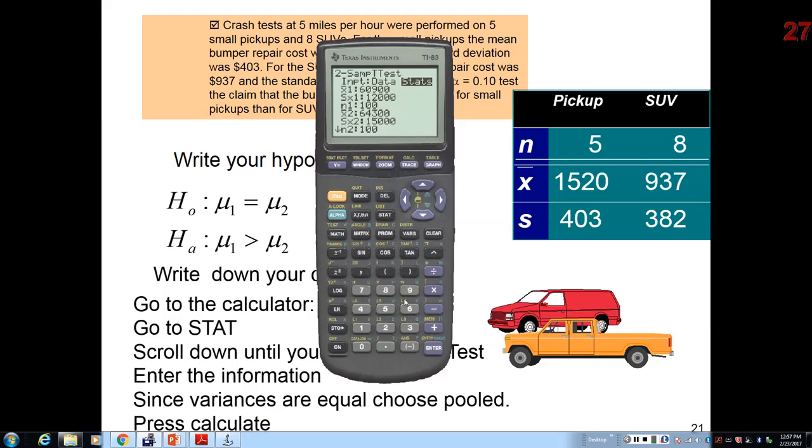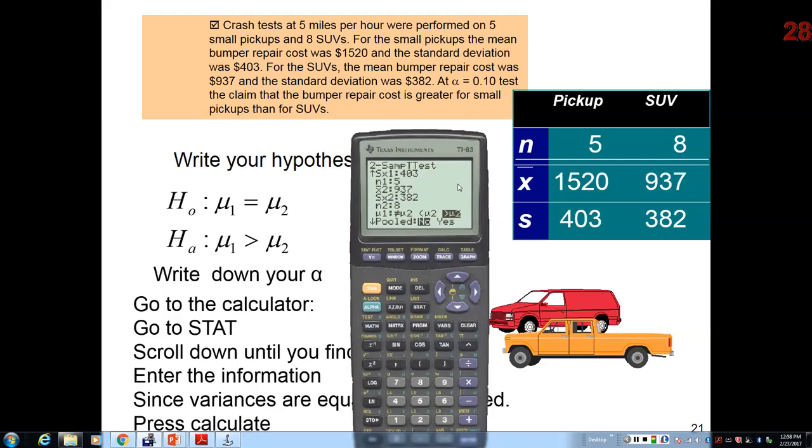Okay. So now I'm going to enter my information. The mean for the first one was 1,520. My standard deviation was 403. My sample size was 5. My mean for the second one is 937. My standard deviation was 382. My sample size was 8. What was my alternative right here? Greater than. So we're going to put the greater sign. Okay?